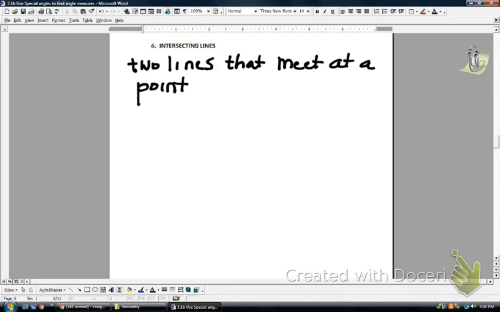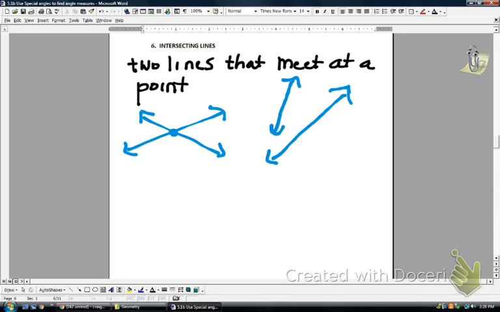Intersecting lines are two lines that meet at a point, and the interesting thing about intersecting lines is they may meet where you can see them, so that would be intersecting lines. That's obviously because they meet at this point right here. But intersecting lines may also look like this.